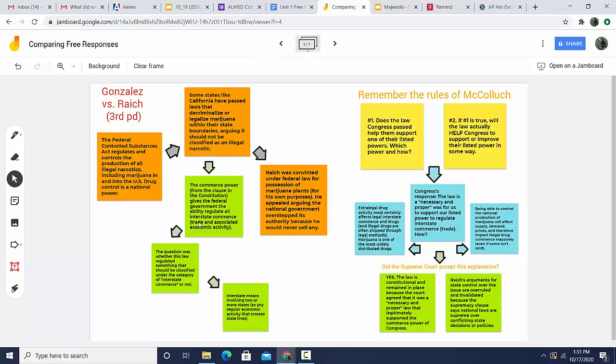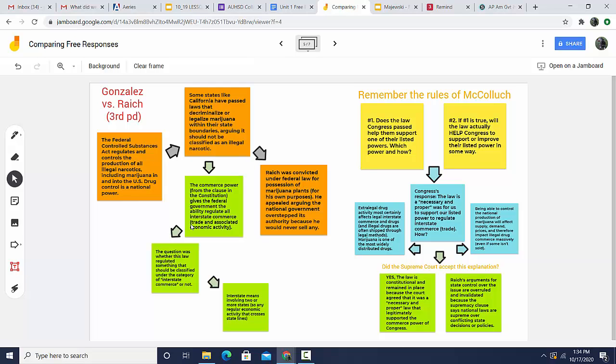And they argued that, of course, the commerce power comes from the clause, as we've said a few times before. It gives the federal government the authority to regulate all interstate commerce, which really just means trade and associated economic activity, right? Now, here's the thing. The question here is whether this law is actually regulating something that should be considered part of interstate commerce, because interstate commerce means moving between two or more states. And so his argument is it's never going to leave my state, so why in the world should I be subject to this law? I shouldn't be, it's unconstitutional, and I should be set free.